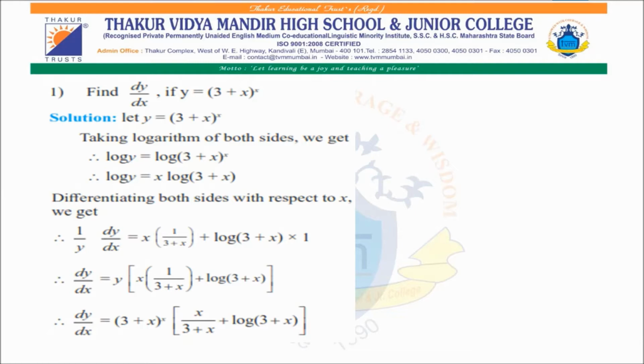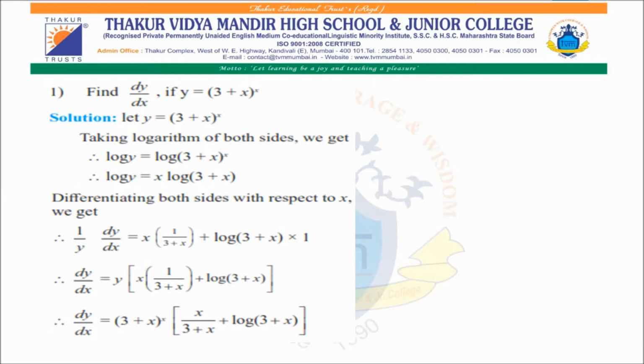So in the left hand side, we are having 1 by y. Now this y is transferred to the right side. It becomes y into [x upon (3 + x) + log(3 + x)]. Now replace this y with the question. In the question, y equals (3 + x) raised to x. So replace y by (3 + x) raised to x. Rest all the bracket things will be same. Clear?